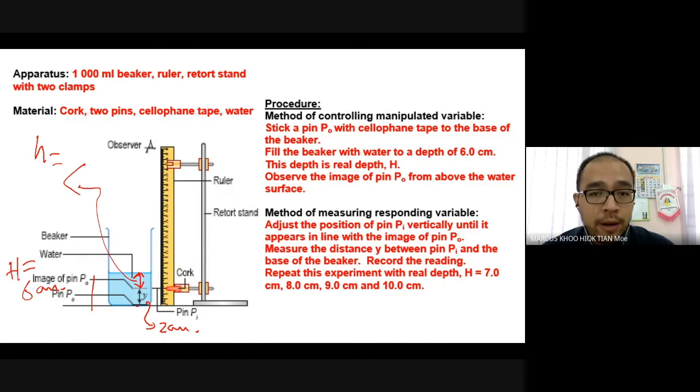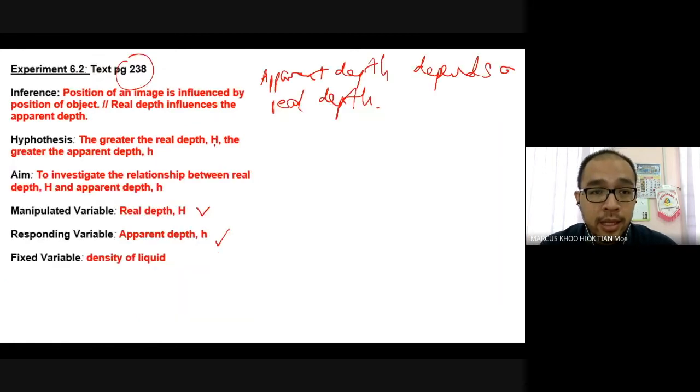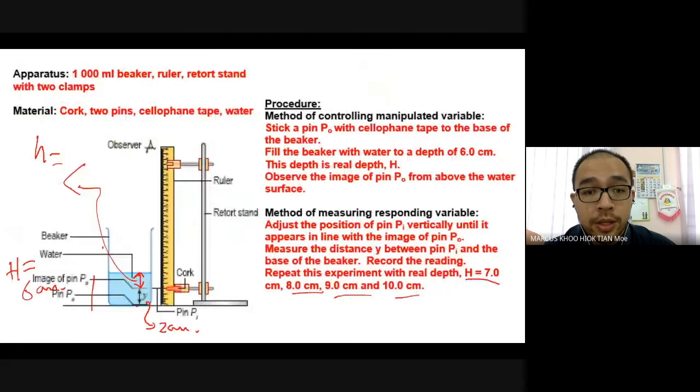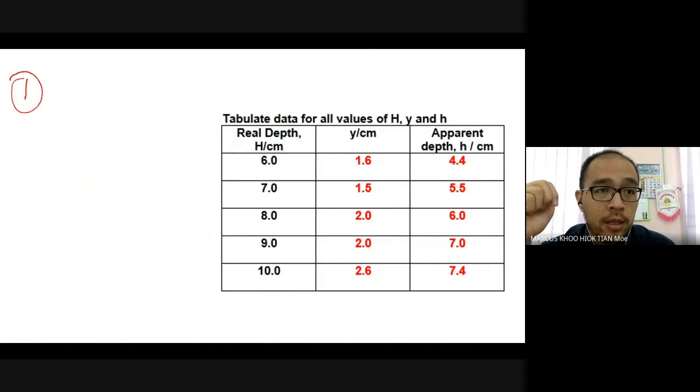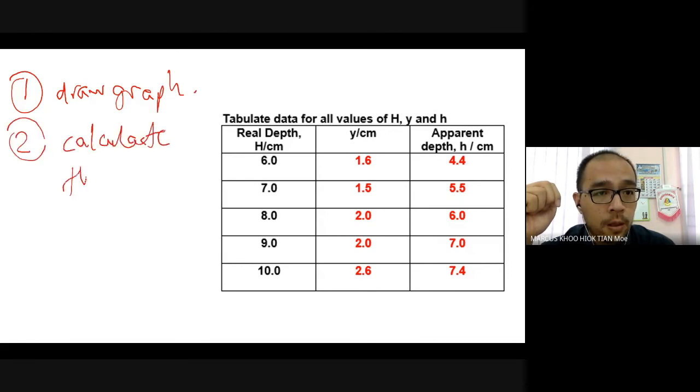Then you repeat this experiment with real depths of 7, 8, 9, 10. So you change the height of the water. The hypothesis of this experiment says that if you change the height of the water, the apparent depth will also become bigger. So this is the reading for the values of y and H. What I want you to do is copy this down, and on another graph paper, this is your second assignment for the day. Number 1, draw the graph. Number 2, calculate the gradient.